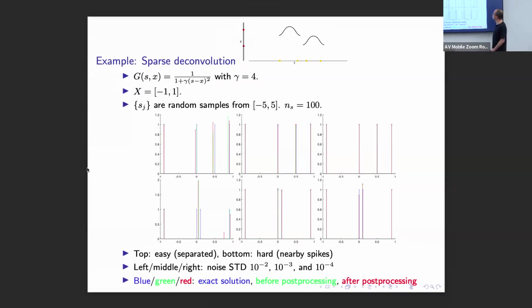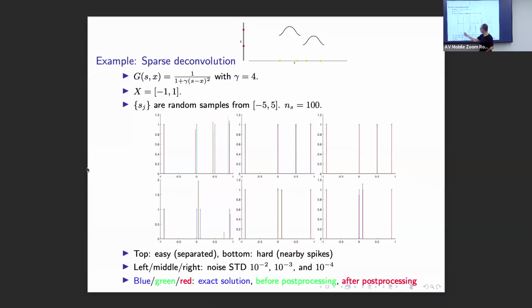Finally, we have this sparse deconvolution problem. The kernel we choose is a Cauchy kernel. The centers of these bumps are somewhere between minus 1 and 1, and we sample uniformly from minus 5 to 5. I didn't show the locations, but you sample this from minus 5 to 5. And again, this is a hard problem because this is a very smooth bump, right? This is a smooth bump, and therefore it's very hard. Deconvolution is really hard. So again, easy problem, hard problem.